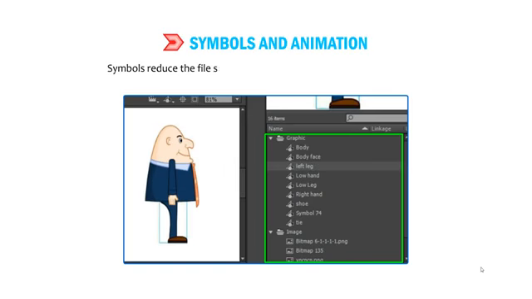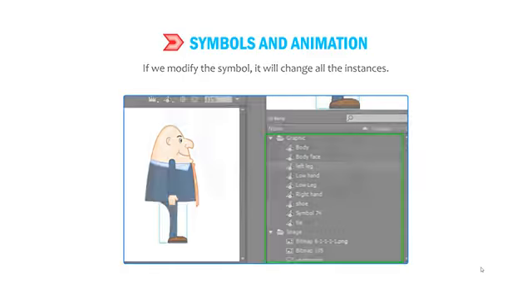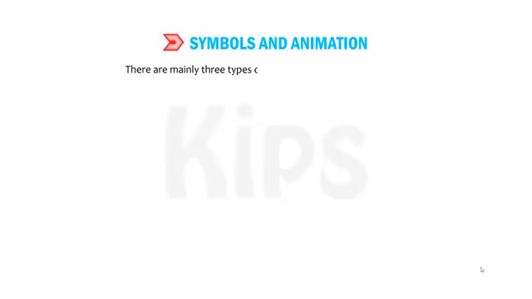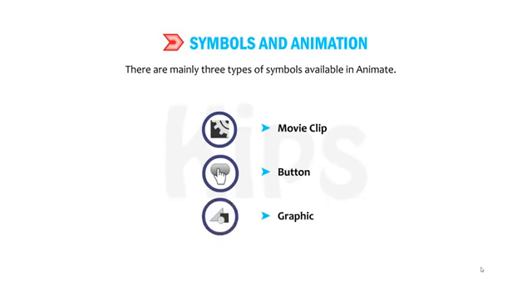Symbols reduce the file size and simplify the editing process of a movie. If we modify the symbol, it will change all the instances. There are mainly three types of symbols available in Animate: movie clip, button, and graphic.